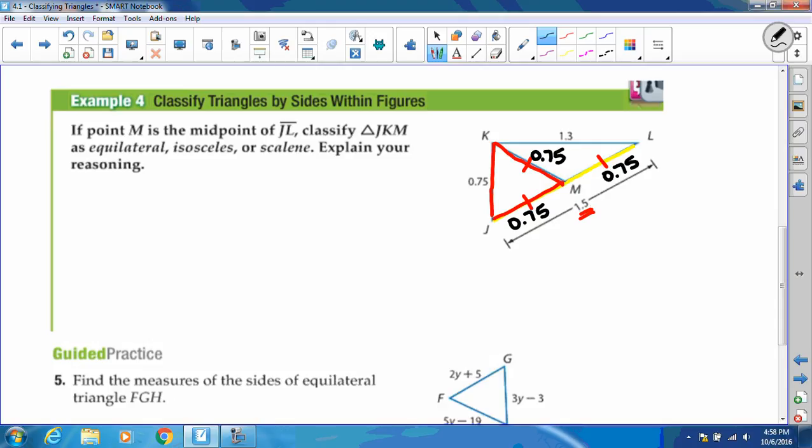So now that you know the actual length of it, what you should notice, KJ was already 0.75. So now JKM has three sides that are the same. And so this would be an equilateral triangle. And the reasoning, all the sides are the same or equal.